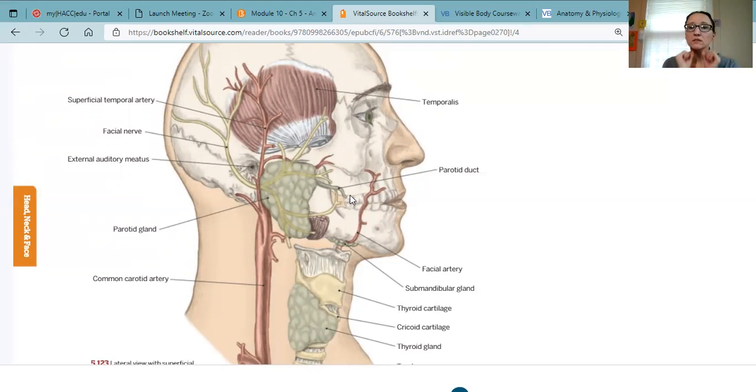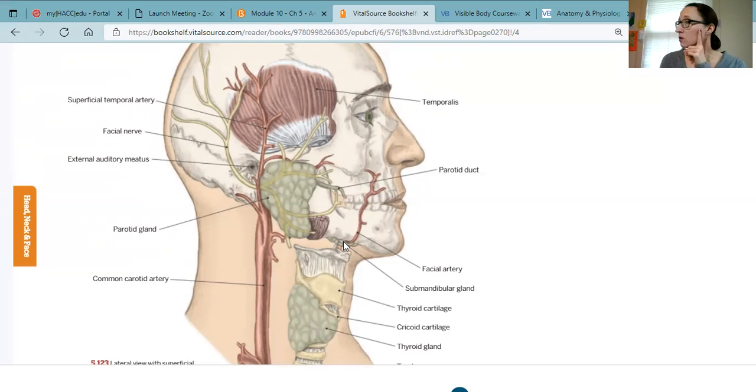And you have some other little glands around here as well. You have the submandibular gland. And again, these are salivary glands. So working around the face, you just have to be careful where you are. You have to touch with intention.